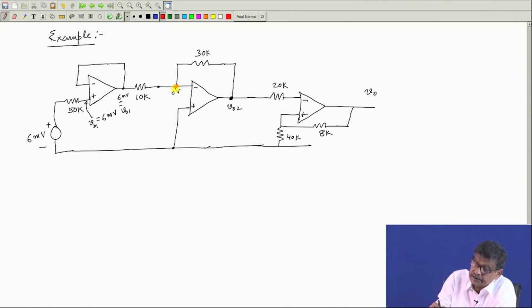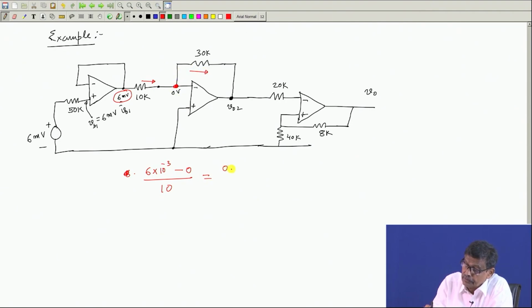So, KCL, if you write here, how am I going to write it? It will be this current. 6 millivolt, mind you, so take care of that. See, the potential of this is 6 millivolt. So, 6 into 10 to the minus 3, keep the voltage in volt, minus 0 volt divided by 10 is the current coming in here. This current is 0. So, this must be same as this current, which has to be equal to 0 minus V02 by 30 K.